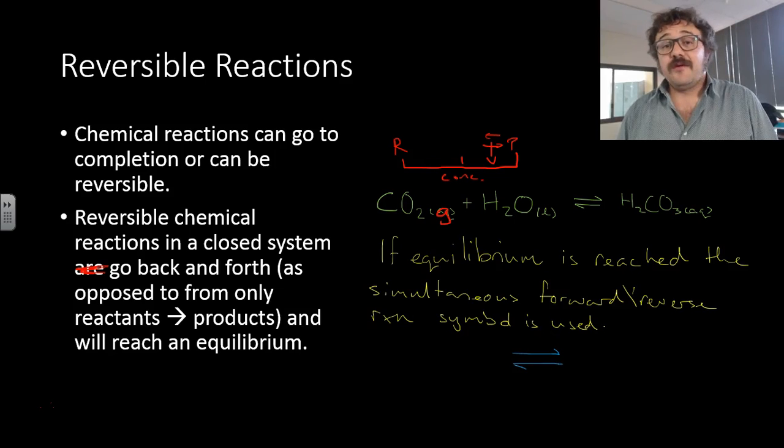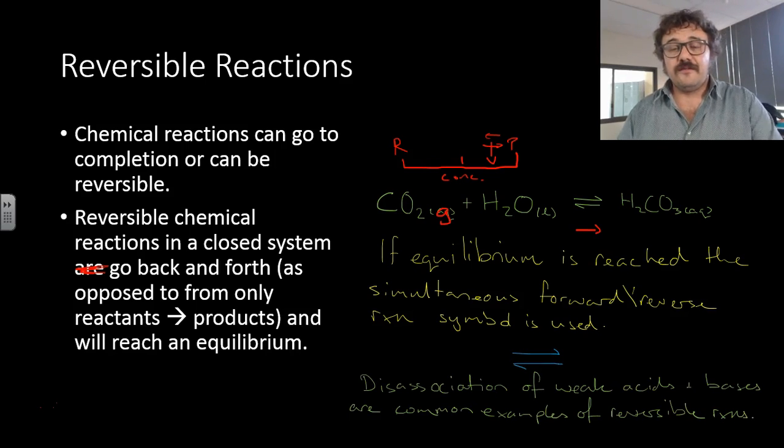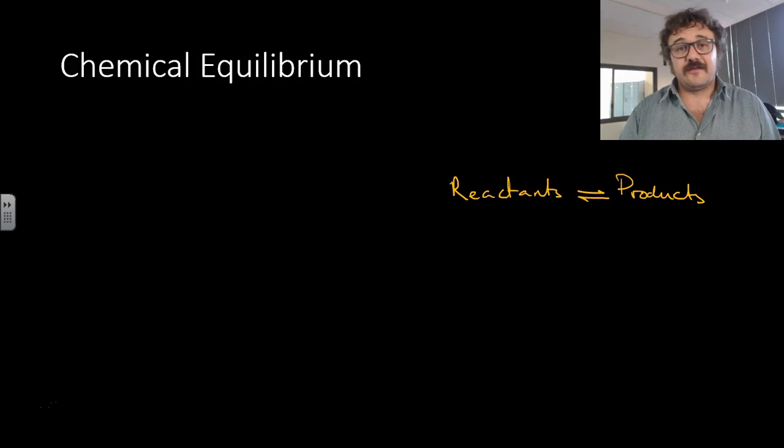So if an equilibrium is reached, we use the simultaneous forward-reverse reaction symbol. And that's this one here. And that's why we're not using this one to describe that. And that's because the reaction is happening at the same rate, forwards and backwards. And this is why you'll get a constant concentration. So common examples of this are dissociation of weak acids and weak bases. Okay, these are commonly equilibrium reactions.